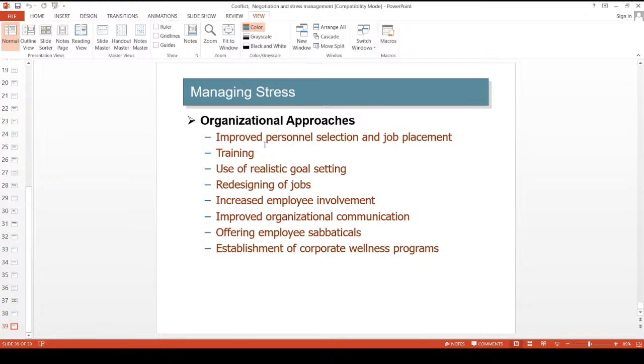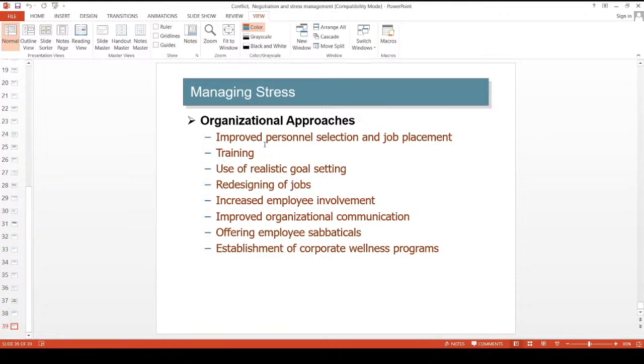Redesigning of the jobs: I have discussed already in one of the lectures about re-engineering the different processes, that jobs and their contents are themselves sources of stress for most individuals. Mostly these obsolete procedures and rules which prevail in the organizations have to be changed in order to manage the stress level in the individuals and the employees.